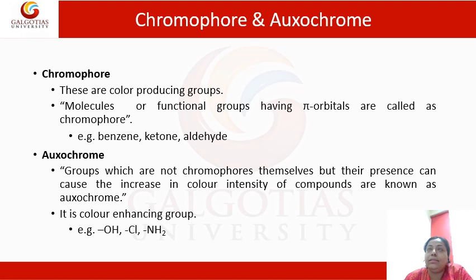On the other hand, what is an auxochrome? Groups which are not chromophores themselves, but whose presence can cause an increase in color intensity of the compound, are called auxochromes. So themselves they cannot produce any color, but when they are present in the compound, they can produce a specific color. So it is a color enhancing group. Examples are OH, Cl, NH2.